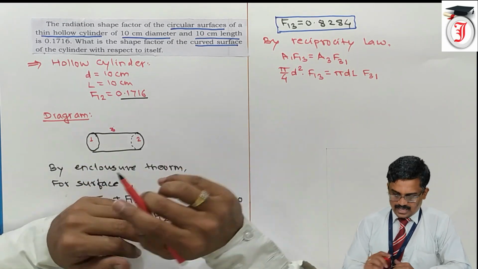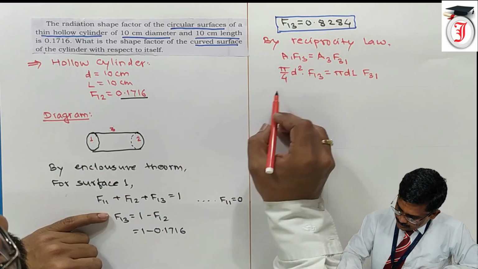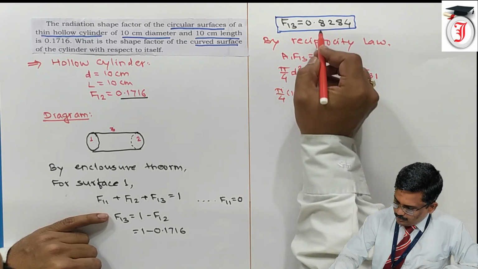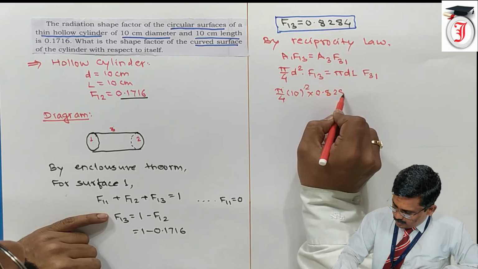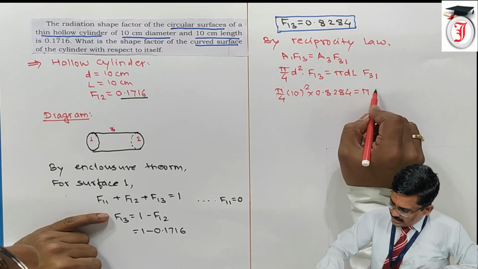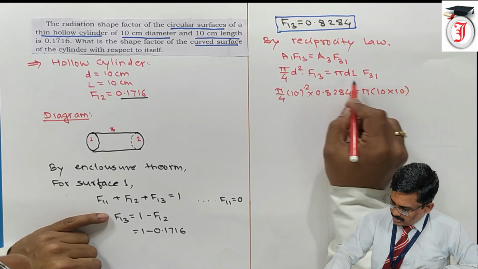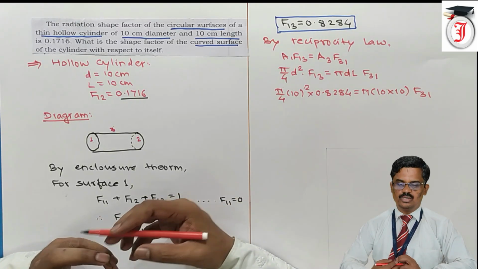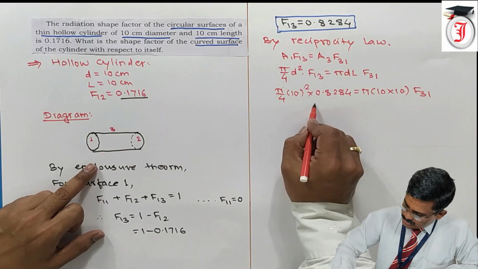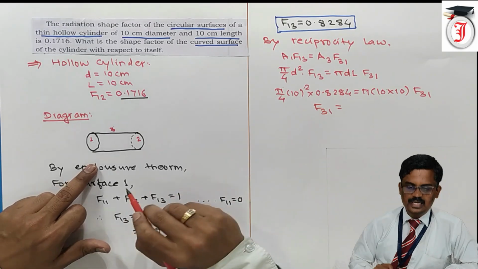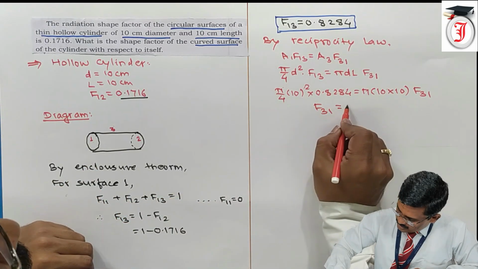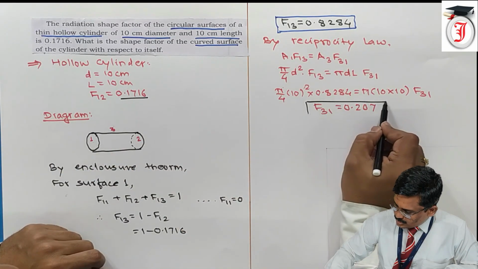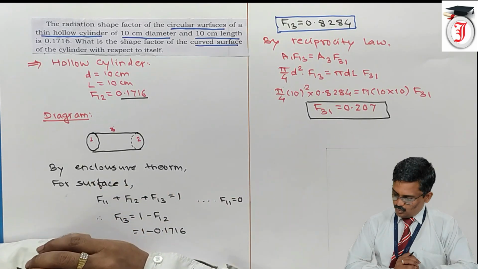So let us put the values and calculate the answer. We have pi by 4 into diameter 10 square into F13, 0.8284, is equal to pi into 10 into 10, since diameter is 10 and length is also 10, into F31. From this we can easily calculate the shape factor of 3 with respect to 1: F31 is equal to 0.207.